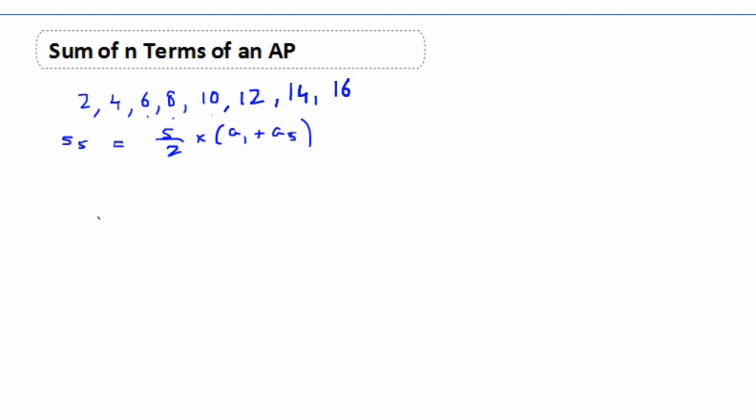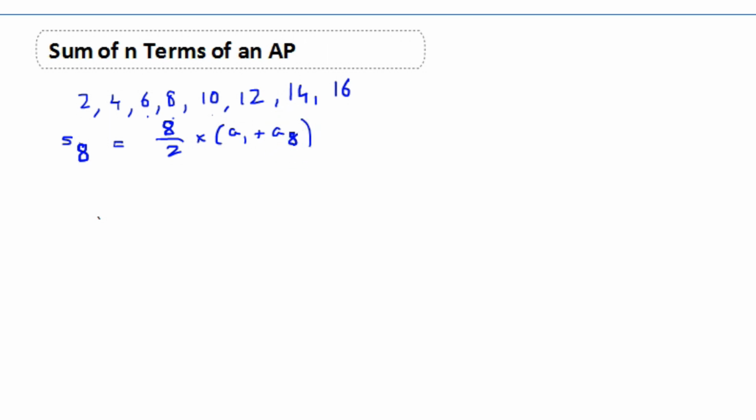Okay, what I'm going to do is modify parts of this equation that we have. So it is not sum of 5, it's sum of 8. The total number of terms is 8, and instead of a5 we'll take a8 now. So the sum of 8 terms will be the number of terms, which is 8, multiplied by the sum of the first term and the 8th term.